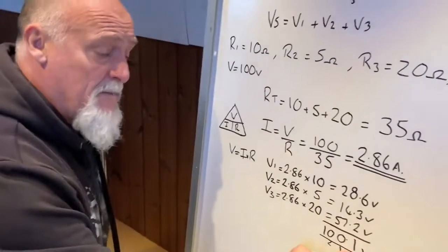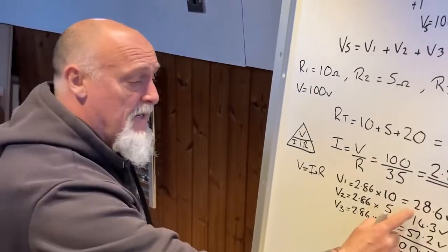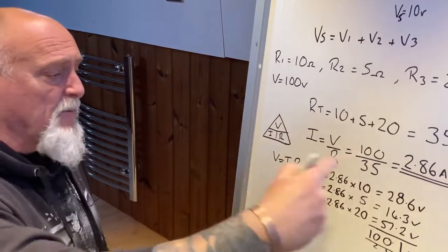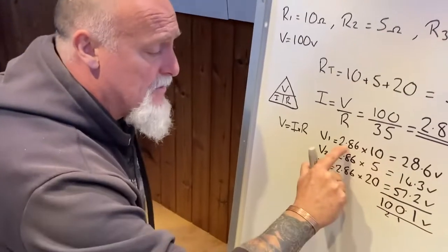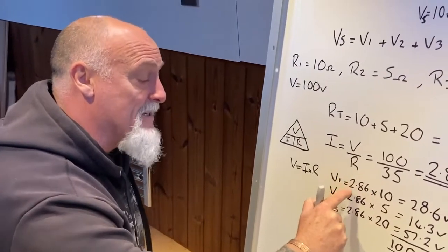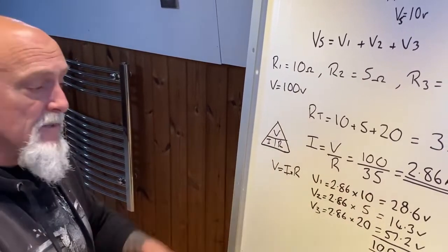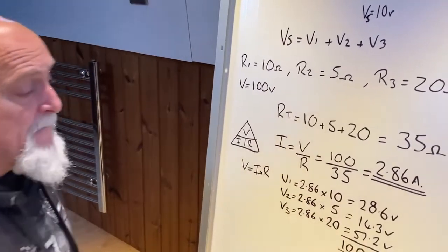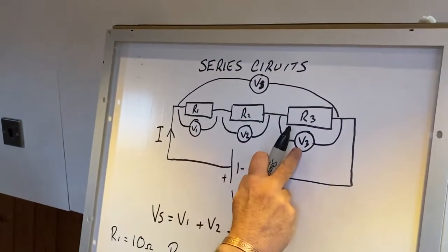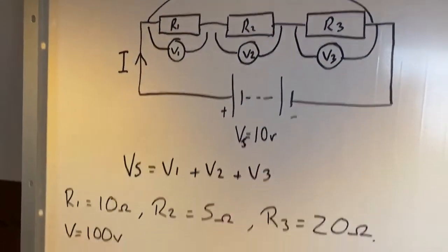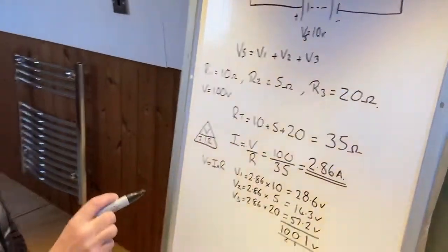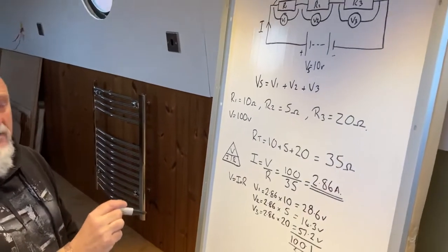Now this will always be a little different, only because these numbers, like the current was 2.85, you know, decimal places. But if I'd worked it out to all those decimals, the further past the decimal point you include in the calculations, the more accurate that will be. But you can see now that V1 plus V2 plus V3 equals V supply, and that's the proof right there. So that is as hard as a series circuit gets.